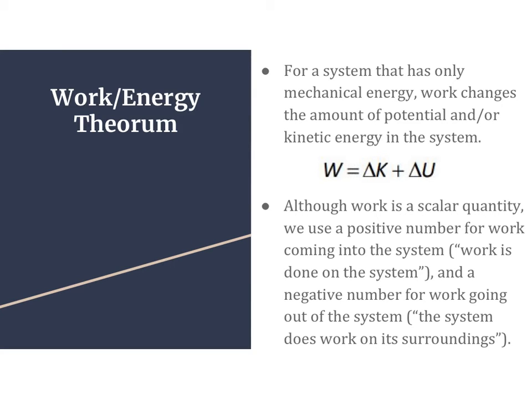An easy example is dropping a ball in a gravitational field. You're doing work on the system, you're converting potential energy to kinetic energy, but the total energy of the system remains the same. Okay?